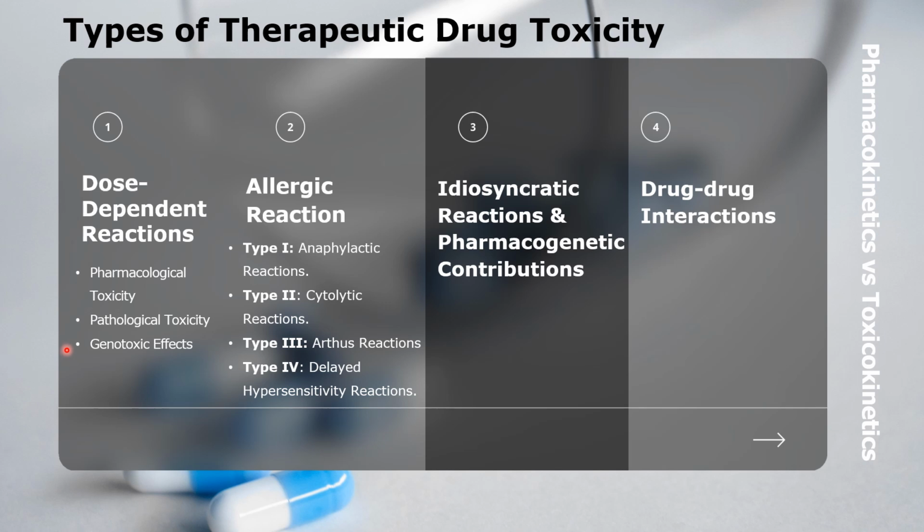How about genotoxic effects? For example, ionizing radiation and many environmental chemicals or drugs are known to injure DNA and may lead to mutagenic or carcinogenic toxicities. And many of the cancer chemotherapeutic agents may be genotoxic. Let's move to the second, which is allergic reactions.